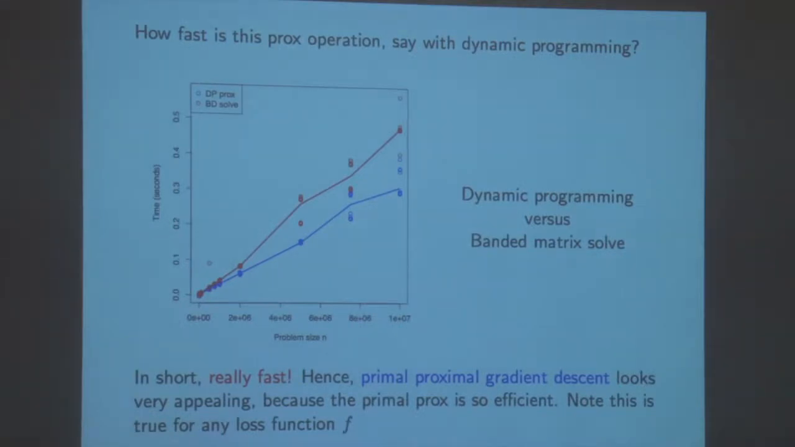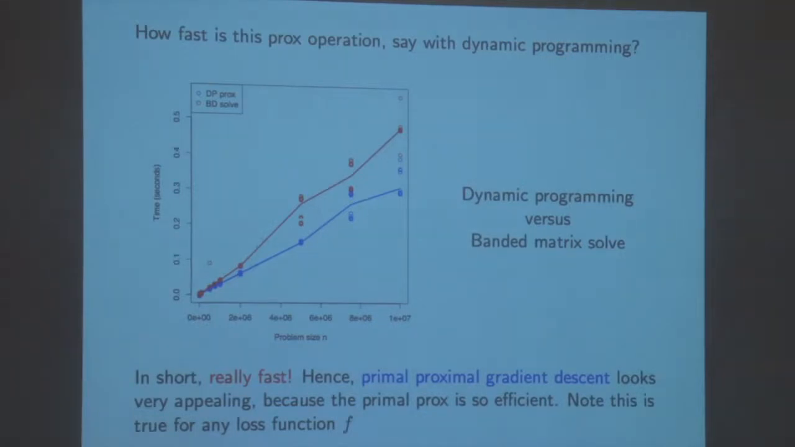dynamic programming algorithm that I mentioned, or to perform a single banded matrix solve, where that would be one iteration of an interior point method. So I'm comparing one iteration of an interior point method. Remember, we need many iterations of those to solve the prox if we're running interior point method on the dual, versus just one evaluation of that prox directly with dynamic programming. Even compared to one iteration of the interior point method, the prox given by dynamic programming is much faster.